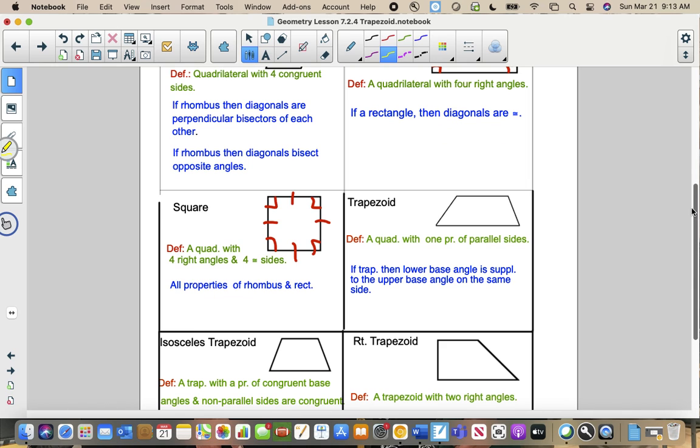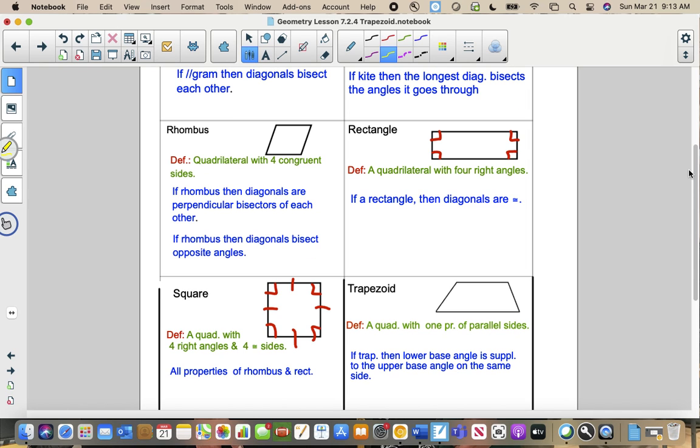So draw in, by definition, we know a quadrilateral with one pair of parallel sides, and then if it's a trapezoid, then the lower base angle is supplementary to the upper base angle on the same side. Pause and write that down.